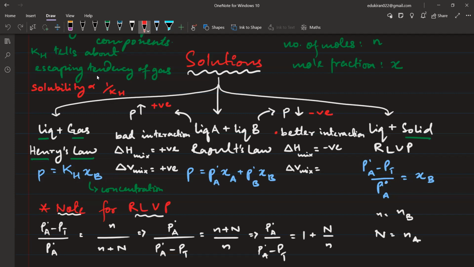Attraction. जब attraction होगा तो दो चीज नजदीक होंगी या दूर होंगी? When there is attraction, the molecules, the A and B particles, will they be near to each other or far away? Near. Attraction, near to each other. And if they are near to each other, then they will be occupying less space or more space? Less space. If they are occupying less space, then the volume will be what? Less or more? Lesser. And if the final is lesser than the initial, the delta V mix will be negative.